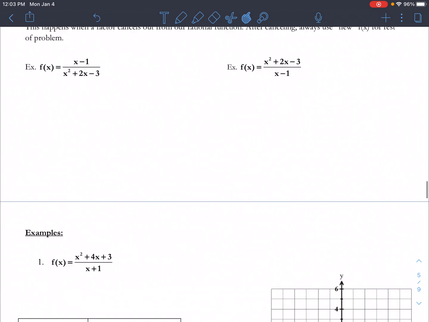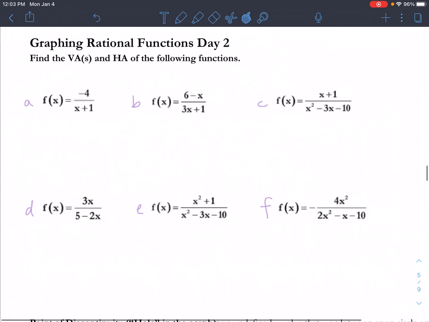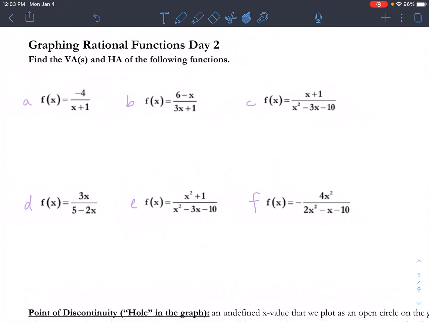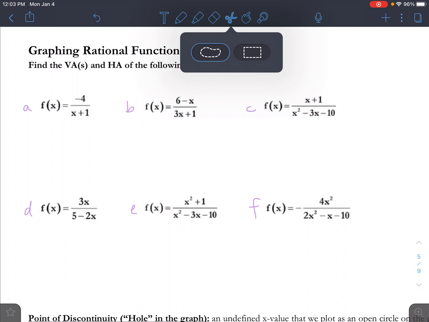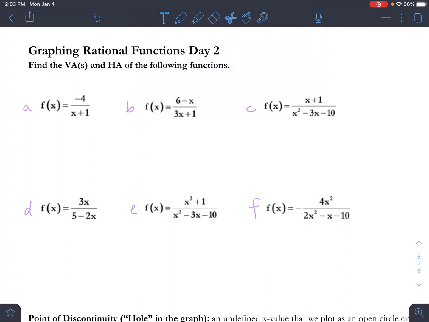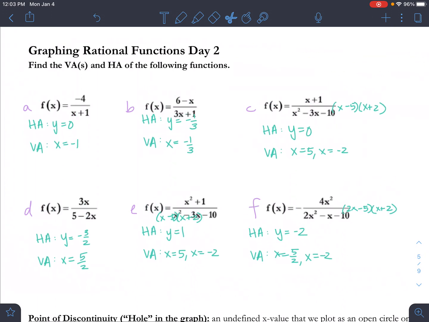So I'd like you to pause the video and you're going to work on these 6 here. I labeled them A, B, C, D, E, F, just so you know if any questions are asked. And I want you to find the vertical asymptote, there could be more than one, and the horizontal asymptote for each of these functions. And when you're ready, you can press play. Okay, so now that you're done with these, here are the answers, rather.